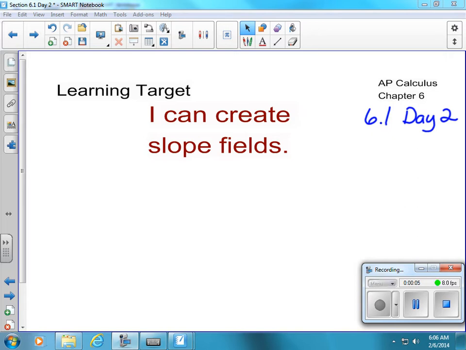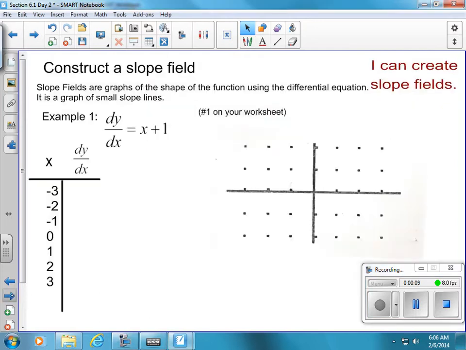This is slope fields. Slope fields are just a graph of the shape of the function using a differential equation. It has little small slope lines at each point. All right, so we're going to look at an example because it's a little bit easier to see through an example than it is to explain it in words, although I just used some words.